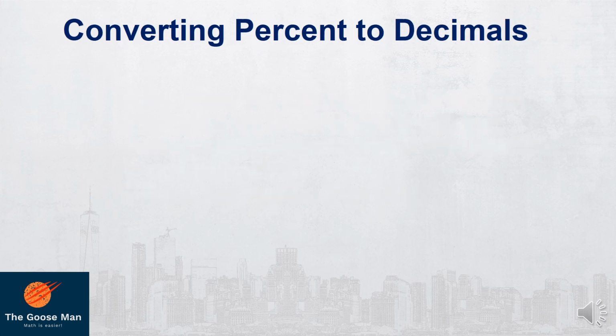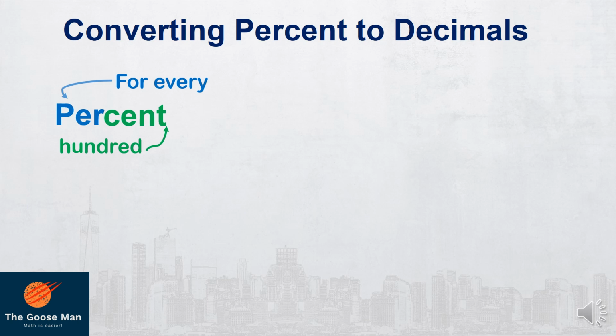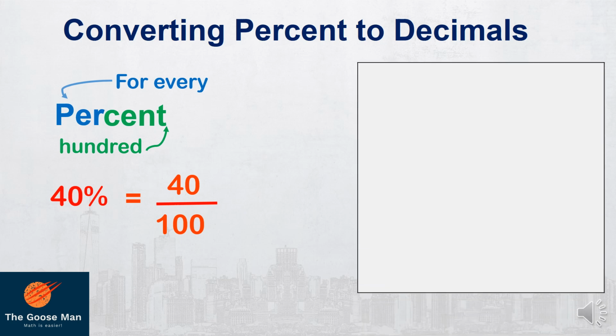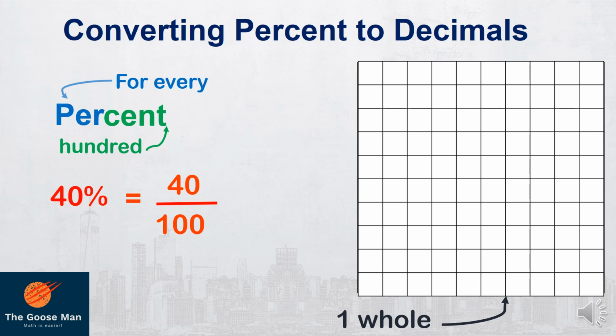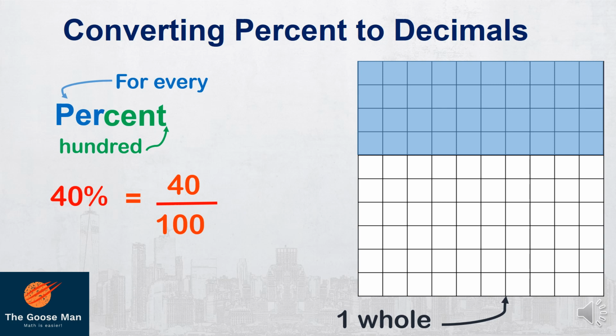So let's move on to converting percent to decimal. This is simply a recall of the word percent. Per means for every, where cent is 100. So percent is for every 100. So 40% means that it is 40 out of 100. Again, if we illustrate this as a whole, then divide it into 100 parts and cover 40 out of 100. Therefore, this is actually 40 hundredths.